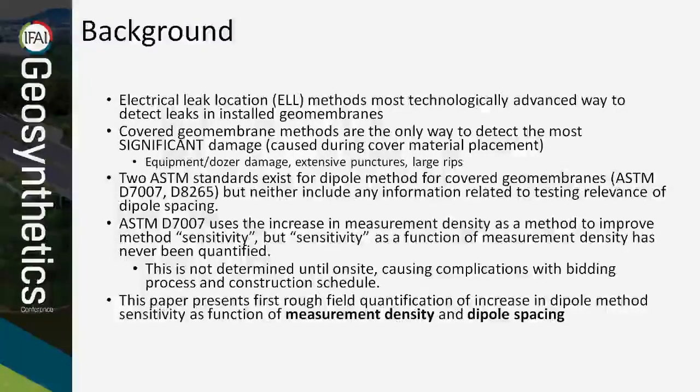The problem with changing measurement density as a function of sensitivity is that sensitivity is a function of site conditions. So a company performing leak location will assume a measurement density when they bid on a project, and then when they get to site, they sometimes have to increase that measurement density. Therefore, the cost of the testing is going to go up unexpectedly, and it's also going to negatively impact the construction schedule. This research presents the first rough field quantification of an increase in dipole method sensitivity as a function of measurement density and dipole spacing.